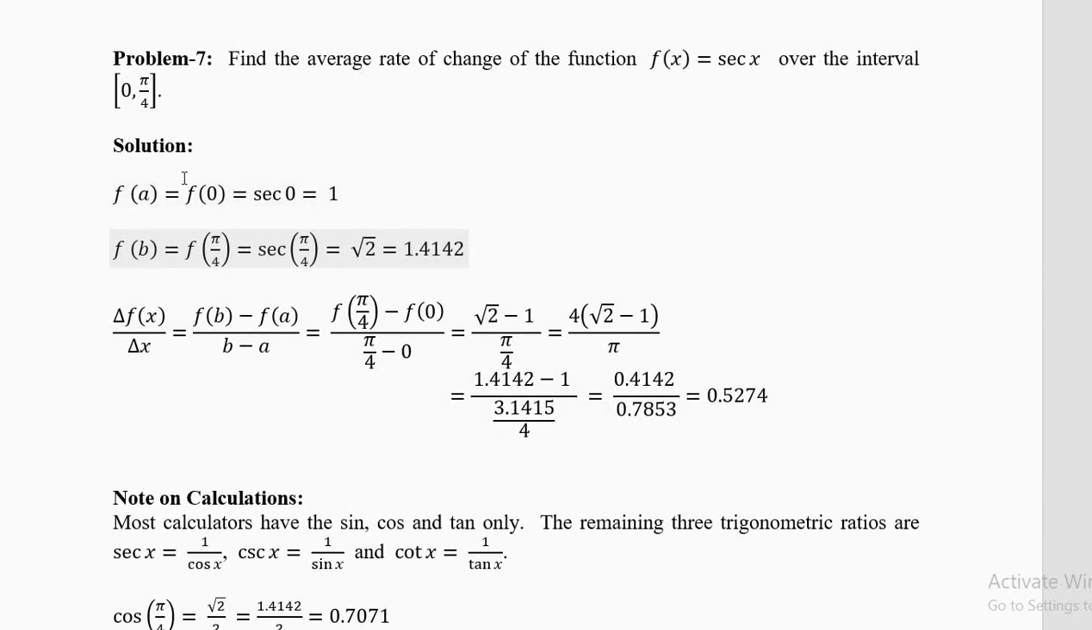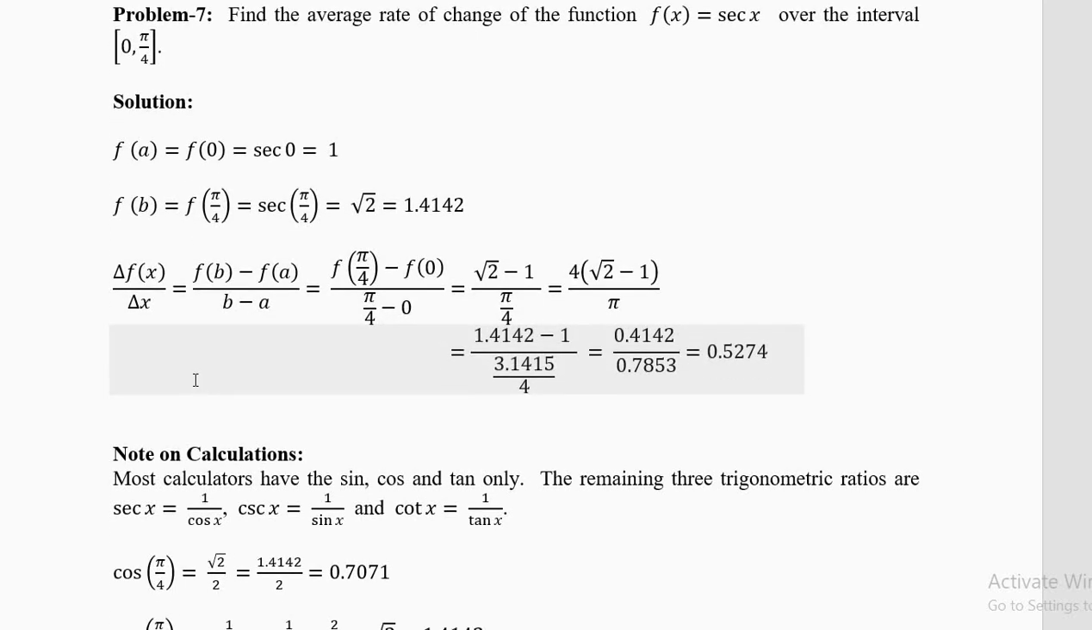Now the first point is a equal to 0. So f of a equal to f of 0, secant 0 equal to 1, because secant 0 is 1 by cos 0, cos 0 is 1, 1 divided by 1 is 1. F of b is f of pi by 4, which is equal to secant pi by 4, you'll get root 2 or you'll get 1.4142. You can do 1 by cosine pi by 4. We'll discuss this again another time.